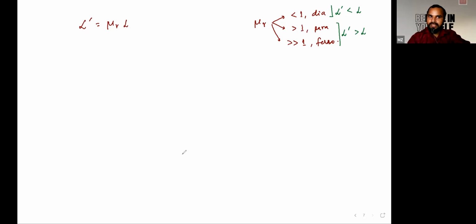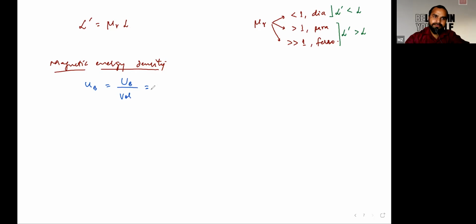Okay, we have just defined the coefficient of self-inductance for a long solenoid. The next part is magnetic energy density. Energy density is nothing but energy divided by volume. So it is represented by small u_B, which is equal to potential energy divided by volume.